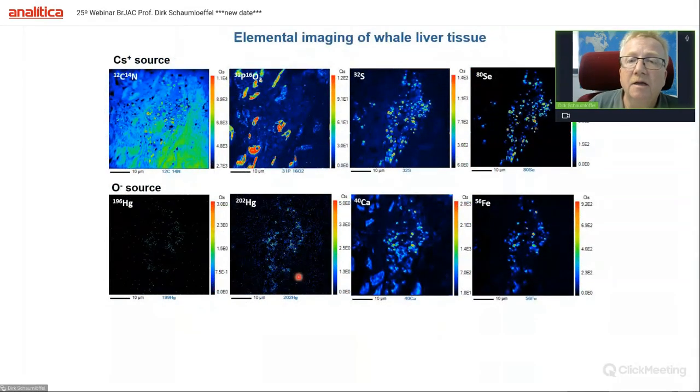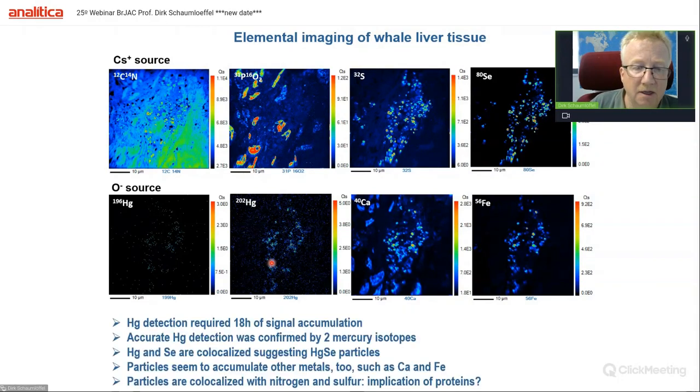And finally, in the whale liver tissue, here we don't really see cells, but we see tissue, and we see particles. These particles contain sulfur, selenium, and for the first time we could detect mercury on two mercury isotopes. We also have iron inside these small particles. But we needed 18 hours of signal accumulation, so we did a lot of scans, one after another, and accumulated all these scans over 18 hours.